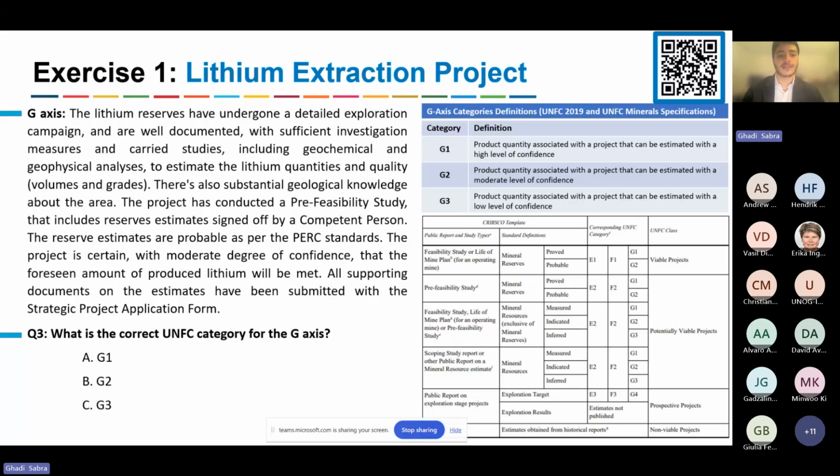So what is the correct UNFC category for the G-axis? Is it G1, high confidence, G2, moderate level of confidence, or G3? Please do use the bridging table that is shown on the right side of the screen.